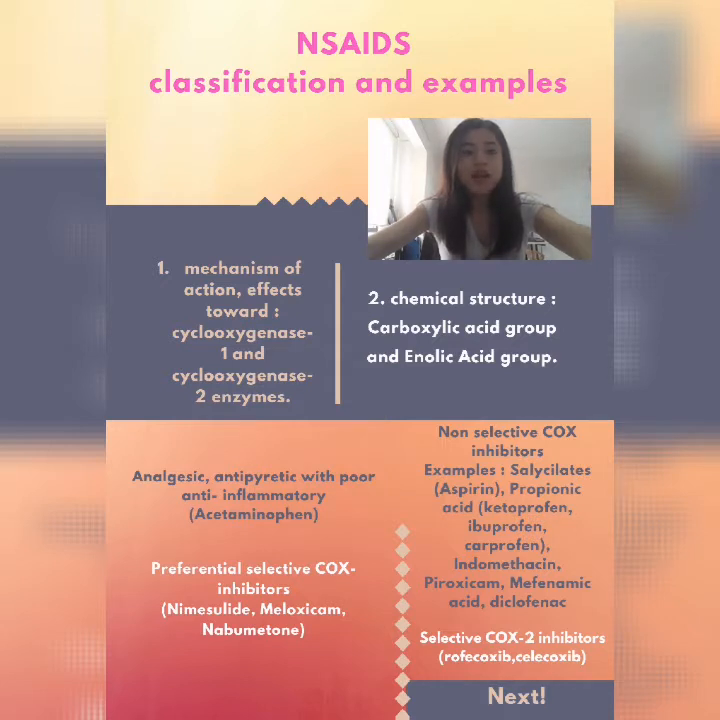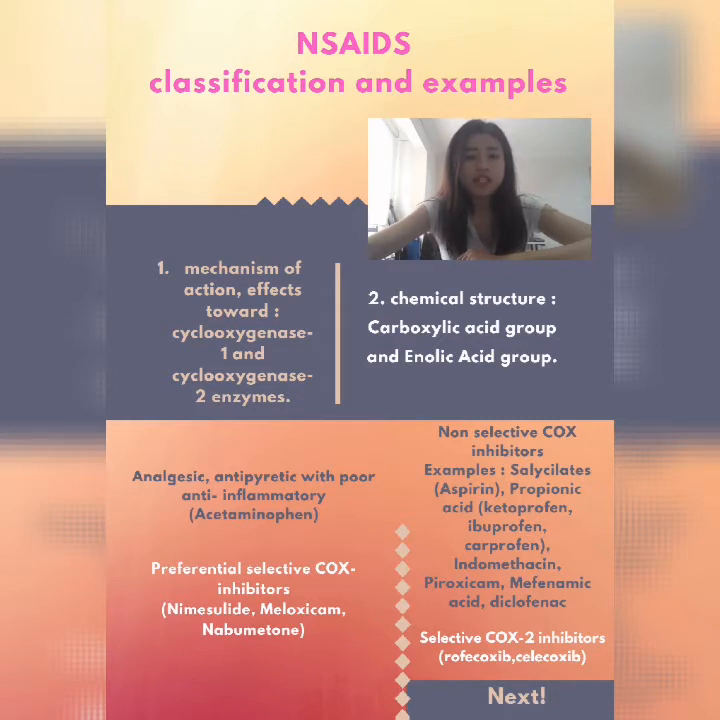We are from Group 1 and today we are going to present about NSAIDs. First of all, I'm going to start off with NSAIDs classification and examples. NSAIDs can be classified with two methods. The first one is the mechanism of action, their effect towards the cyclooxygenase 1 and cyclooxygenase 2 enzymes. Secondly, we can also classify them by their chemical compound, which is the carboxylic acid group and the enolic acid group. For our group, we are going to divide these NSAIDs based on their chemical structure and selectivity.